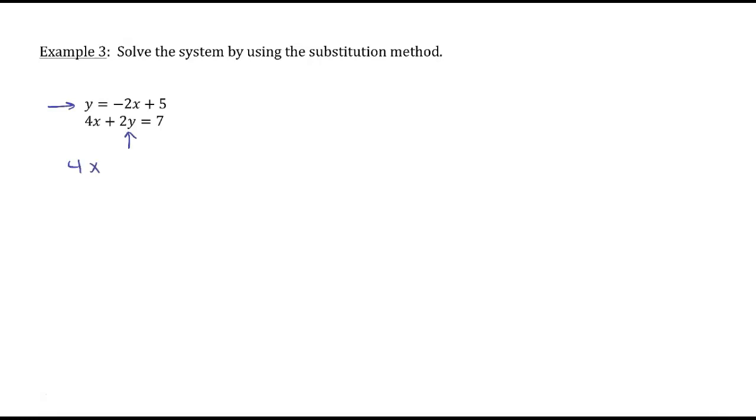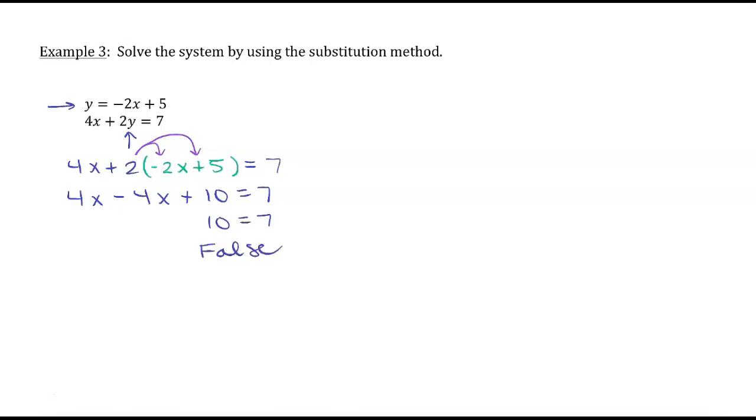We'll write this as 4x plus 2 times y, but in place of y, we will write that y is equal to negative 2x plus 5 from the first equation. Distributing the 2 to both terms inside the parentheses, the left side of our equation becomes 4x minus 4x plus 10 equals 7. Positive 4x minus 4x is 0, so this becomes 10 equals 7. This, of course, is not a true statement. It's never true. That lets us know that there are no solutions to this system.